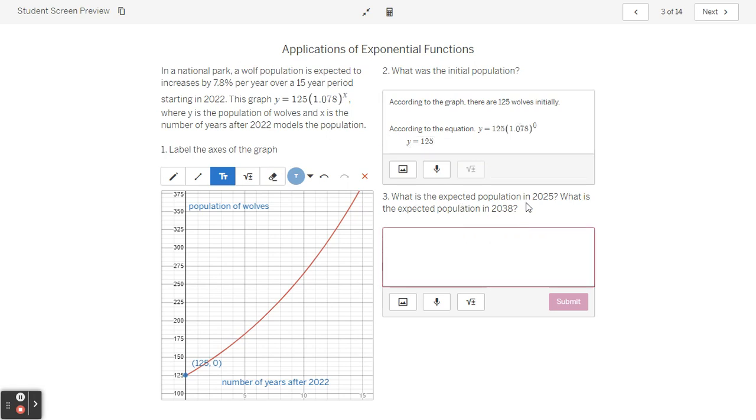What's the expected population in 2025? Well, 2025 is 3 years after 2022. So our x value, 2025 minus 2022, x is equal to 3. Let's substitute that into our equation. y is equal to 125 times 1.078 to the power of 3.